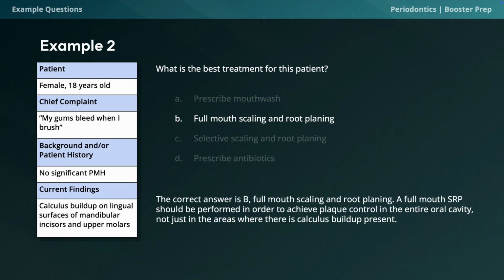The correct answer is B, full mouth SRP. So a full mouth SRP should be performed in order to achieve plaque control throughout the entire oral cavity, and not just in areas where it's visible that there's calculus built up. Even though we don't get a ton of information in the findings box, what they're really asking us is, do we treat selectively or do we treat entirely within the full mouth? And we always treat the entire oral cavity as part of initial therapy.